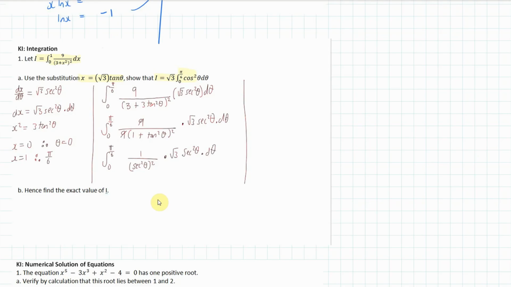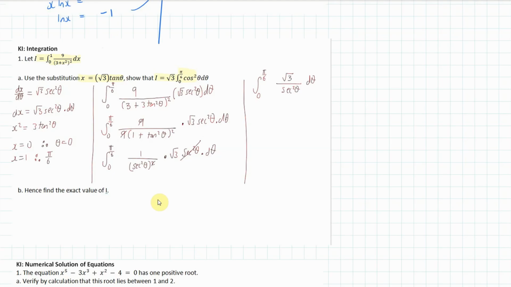Moving to the next line, you can see I can cancel this and one of those, so I should be left with pi over 6 here, the 0 here, and we're going to have square root 3, which is perfect, over a sec squared theta and d theta.